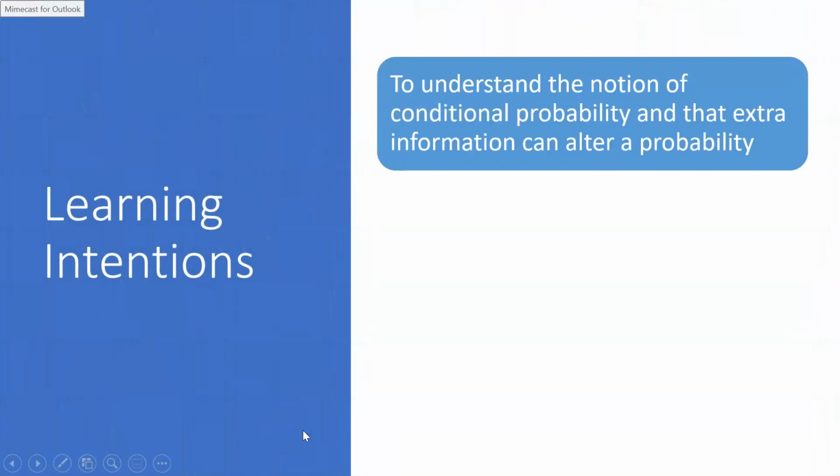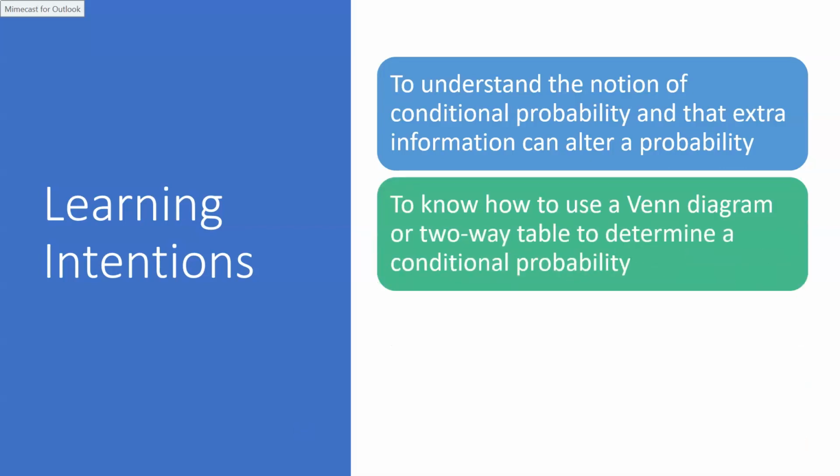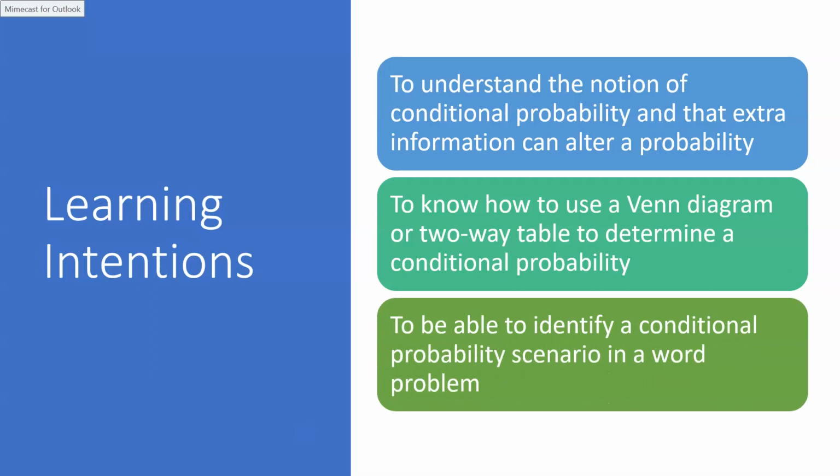Our learning intentions for this video are to understand the notion of conditional probability, so what it means, and that extra information can alter the probability of an event. To know how to use a Venn diagram or a two-way table to determine a conditional probability. In this video, we're just going to look at Venn diagrams. And then to be able to identify a conditional probability scenario in a worded problem.